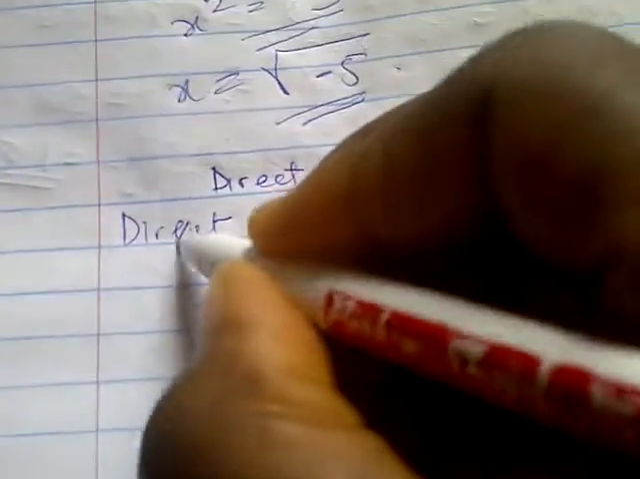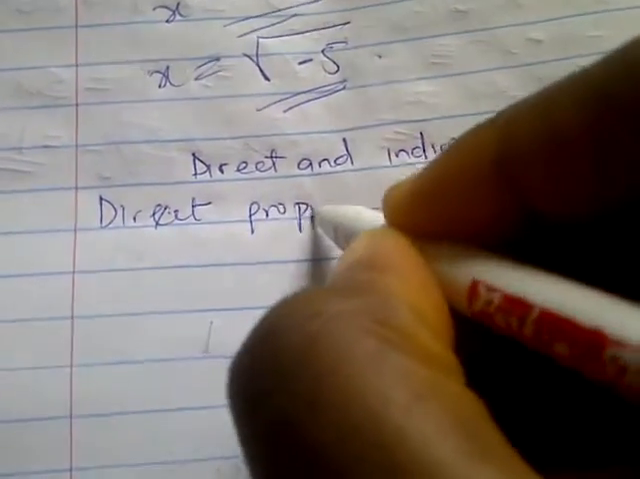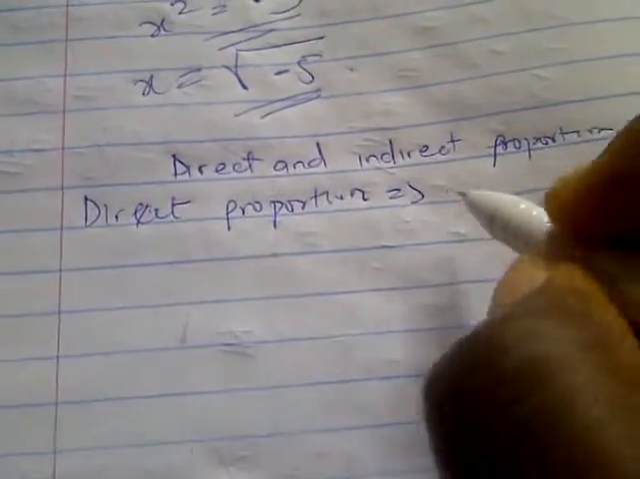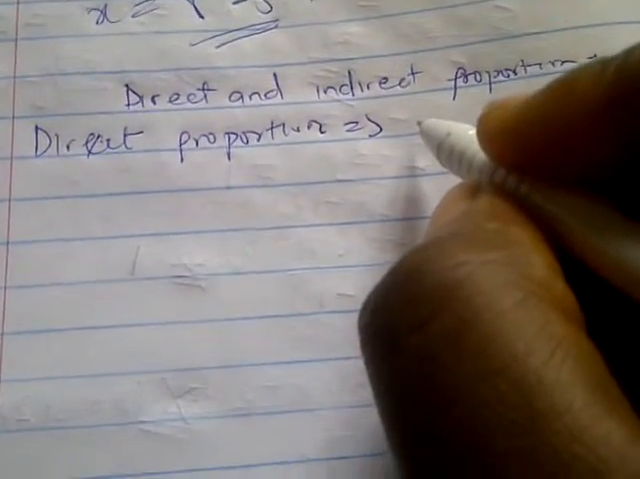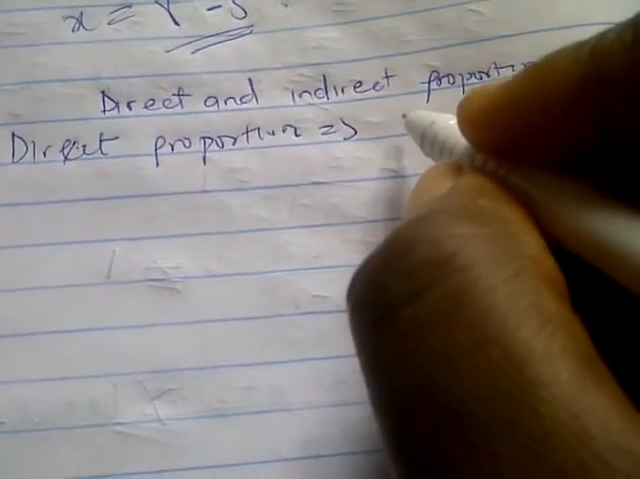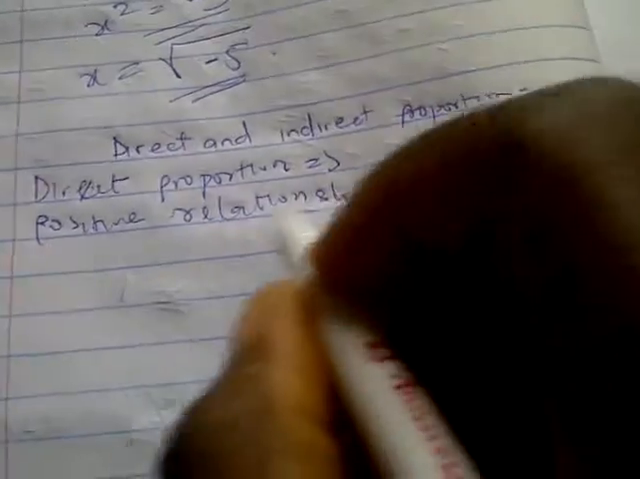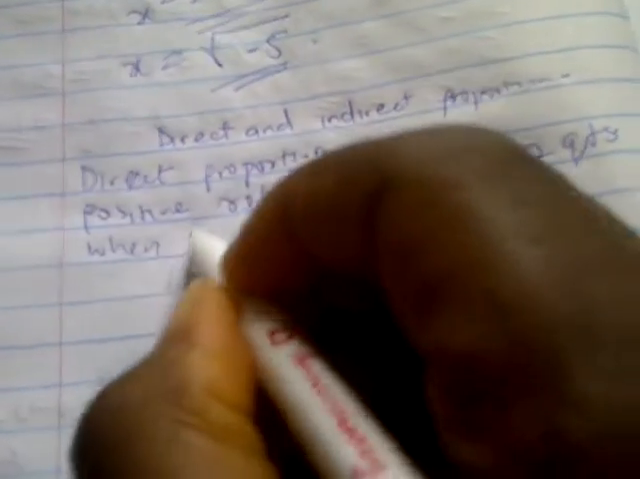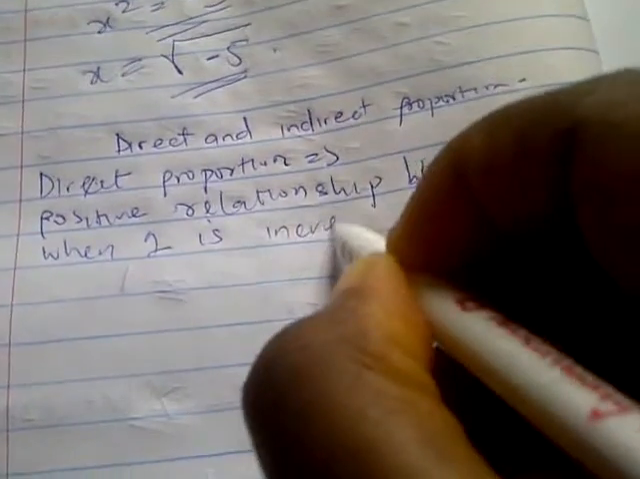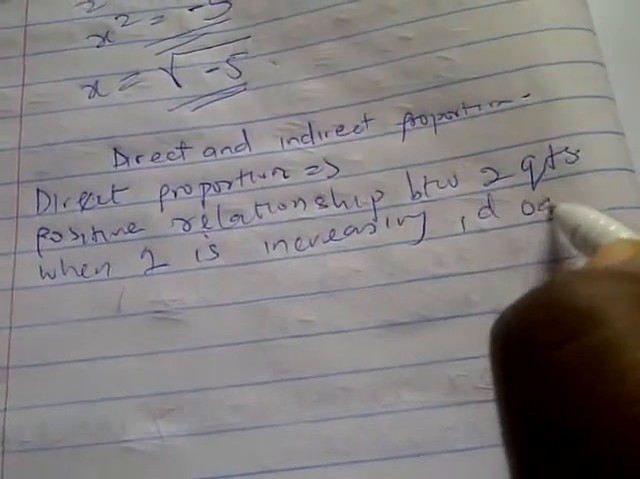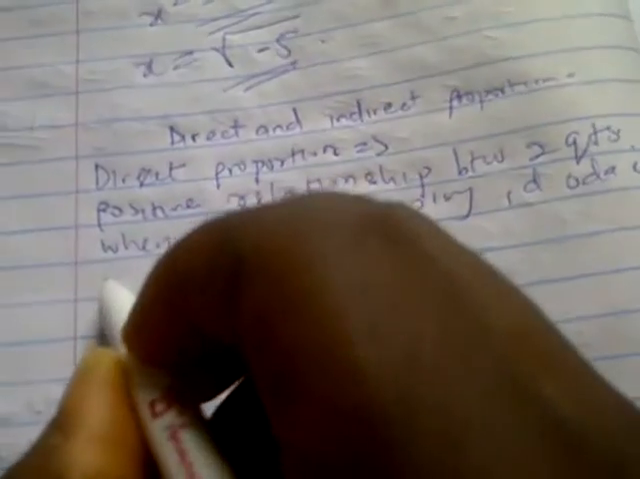What's a direct proportion? Okay, a direct proportion is a positive relationship between two quantities, in that when one is increasing, the other is increasing too.